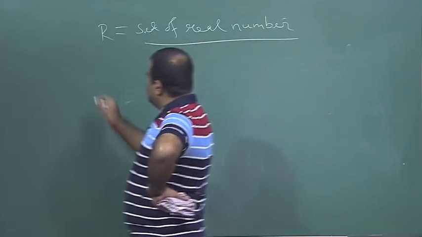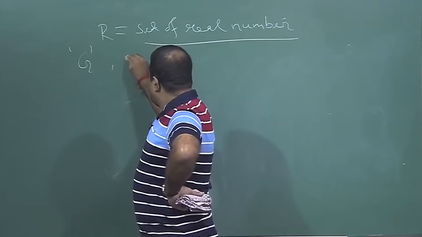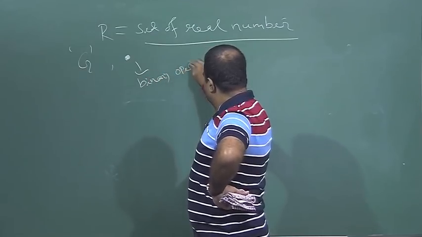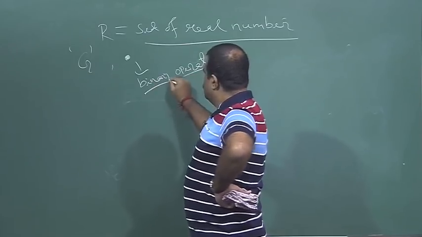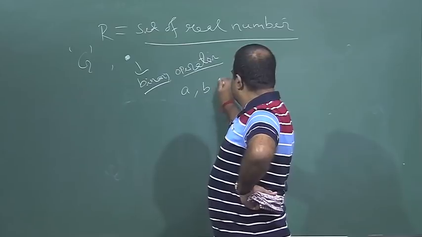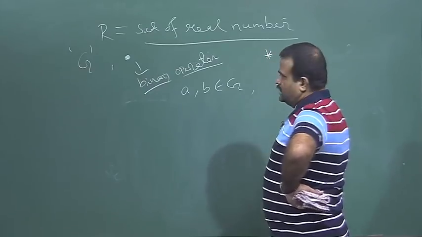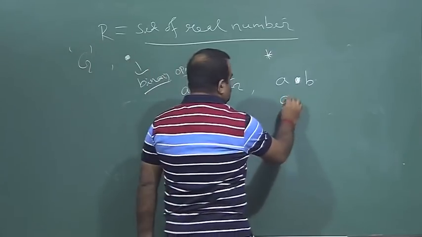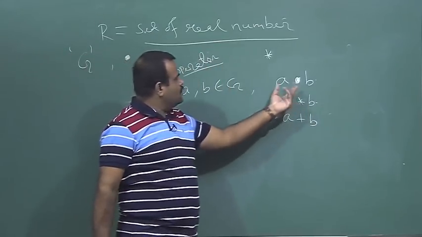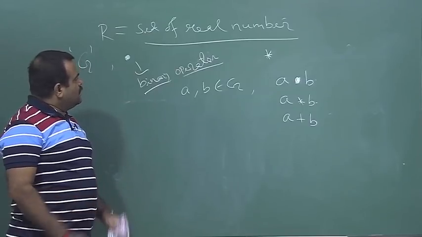Okay. Now, suppose we have a set G and we have an operator on this set. Operator means it is a binary operator. Binary means it is taking two elements at a time. So, if A, B belongs to G, then we can operate this operator A dot B, or it could be star. This is just a notation. Then A star B, or we could use plus, then A plus B. So, these are all binary operators or binary operations, because it is taking two elements A, B, that is why we say it is a binary operator. If it is three elements, then it is a ternary operator.